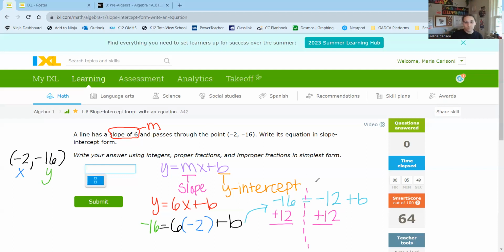On the right side, my -12s cancel, and we're left with just b. And that is equal to -16 plus 12, which gives me -4. So we know that our m is 6 and our b is equal to -4. So my equation for this line is y equals 6x minus 4. So I will type in y equals 6x minus 4.